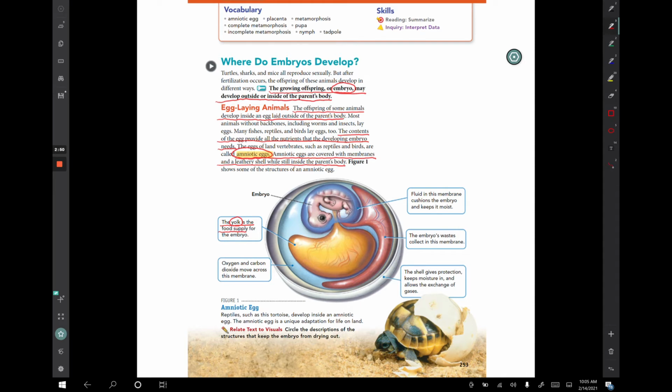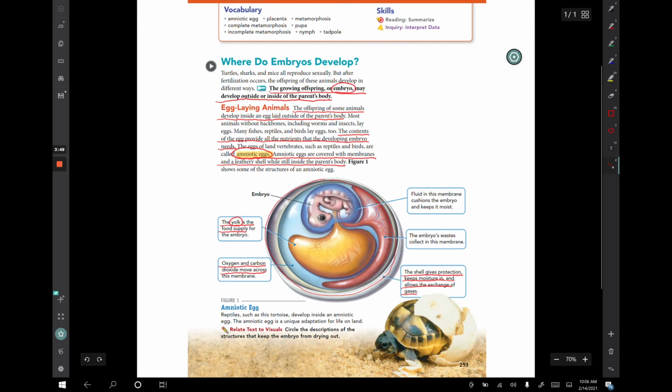Just like with regular organisms, if it is relying on a food supply, there are also going to be wastes that are produced. Those wastes then have a special membrane here in which they collect. There is another membrane that we see here represented in this blue section, and that membrane is where oxygen and carbon dioxide can move across. So oxygen can get in and carbon dioxide can leave. And then the shell of the egg is what gives protection and keeps the moisture in, and it allows for the exchange of gases. So that is the shell that is out here on the outer side.